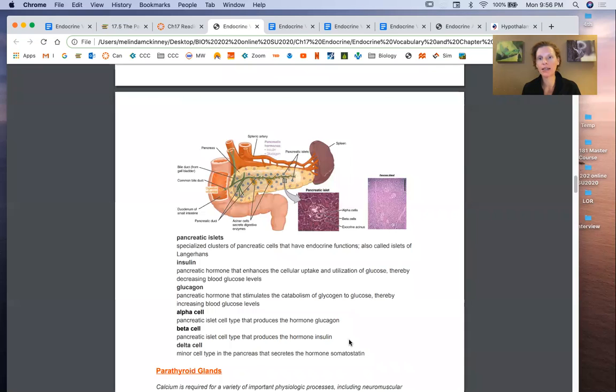So if you say eat a meal that's really sugary, you have high sugar in your bloodstream, the pancreas will respond by secreting insulin. That tells the cells to bring in the sugar from the bloodstream. The opposite of that is going to be glucagon, in response to low sugar in the bloodstream. It'll stimulate, again, catabolism of glycogen, we need energy, so they'll start breaking down energy stores.